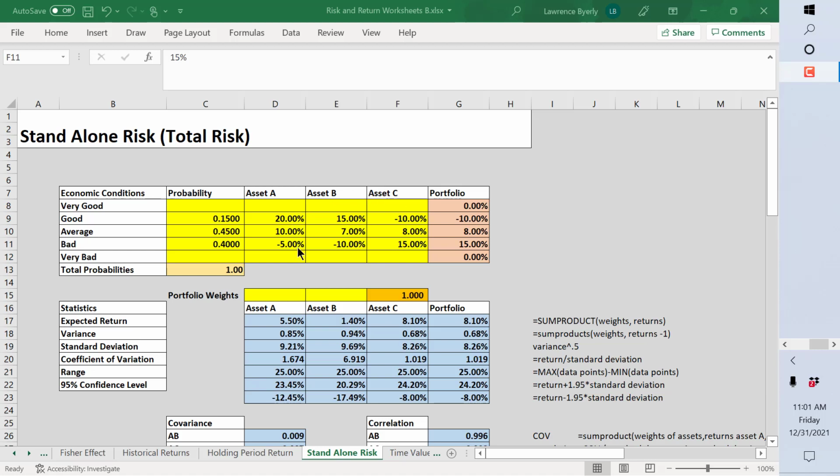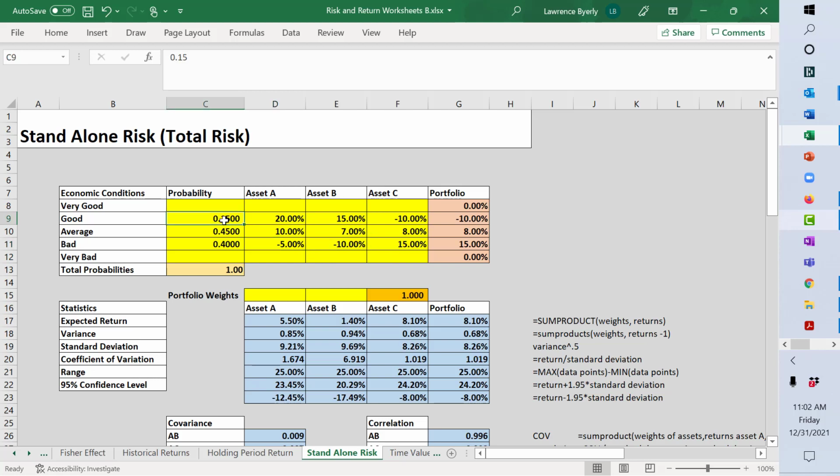And I've already input the rates of return that we expect to get for these particular assets in certain economic conditions. So in a really good economy, we expect to get about a 20% return from asset A. We expect to get 10% in an average economy, and in a bad economy, we would expect to get a negative 5% rate of return. So these are expected returns, and we'll talk about how we can calculate this in later videos.